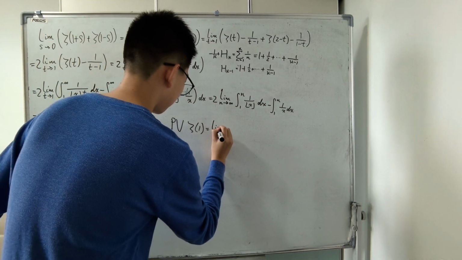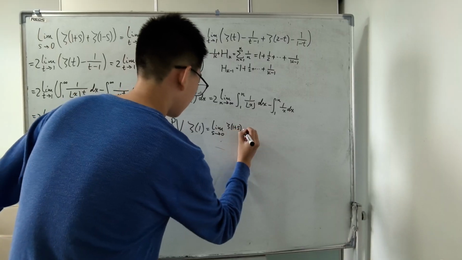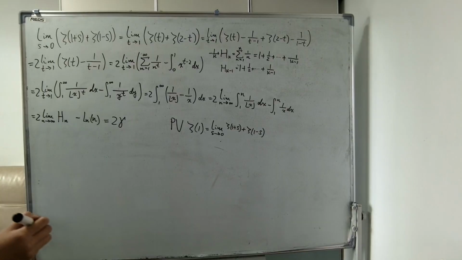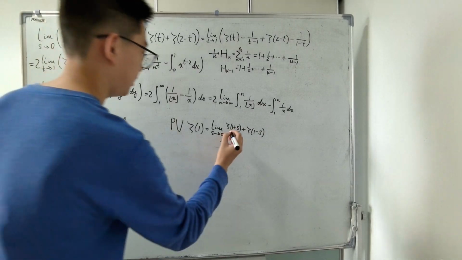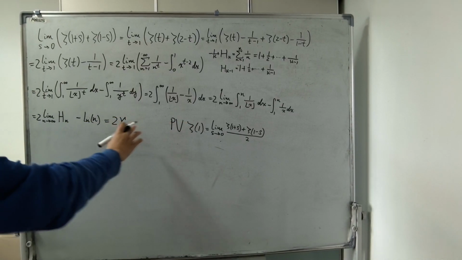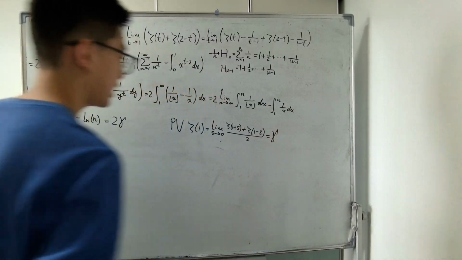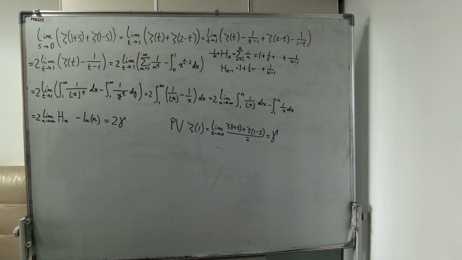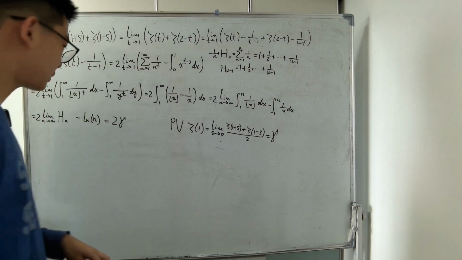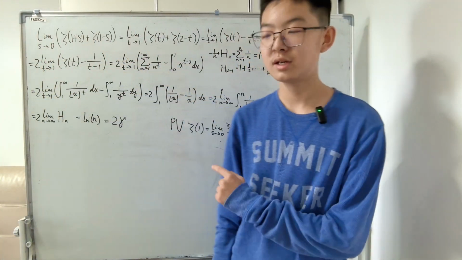So this is equal to the limit as s approaches 0 of zeta of 1 plus s plus zeta of 1 minus s, over 2. My handwriting is going down. This limit is just equal to this Euler constant, gamma. I think I'm writing gamma the wrong way. I think this little going down thing should be on this side. But all right, so that's it. That is the derivation of the principal value of zeta of 1.